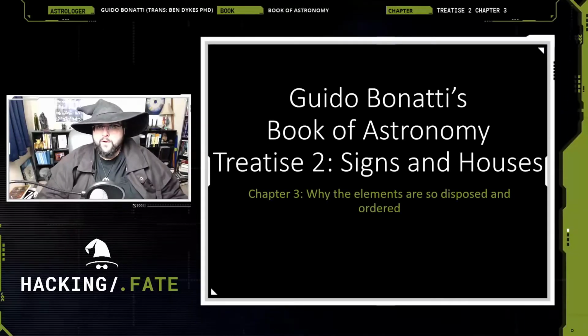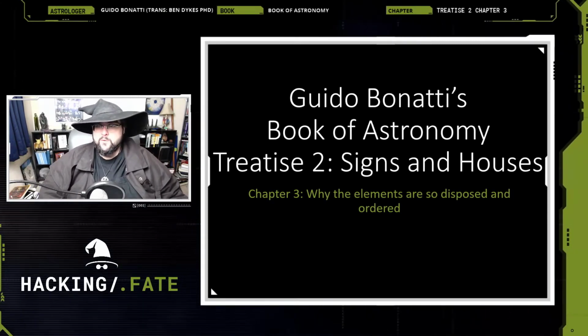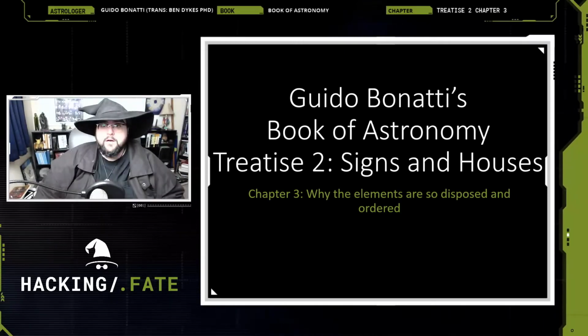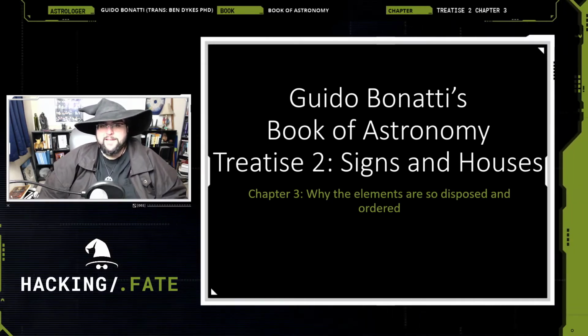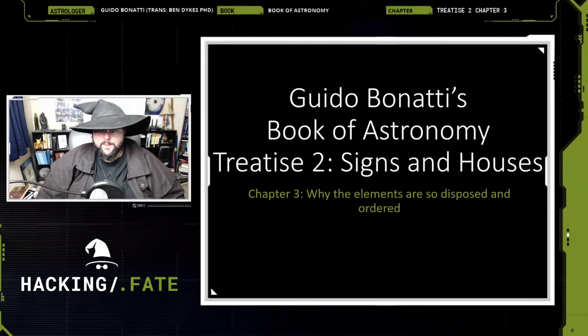What's up, wizards? Today we're going to go ahead and finish off part 1 of Treatise 2, which is Signs and Houses. Again, we are going through the Ben Dykes translation of Guido Bonatti's Book of Astronomy. We've done it using the nice little cut-up books, which you can buy on Amazon. I would have linked you to Dykes' page directly, but Dykes links to Amazon directly, so go ahead and pick up your copy, and you can follow along as we continue our search through this massive tome to grab astrological knowledge put to uses for our purposes.